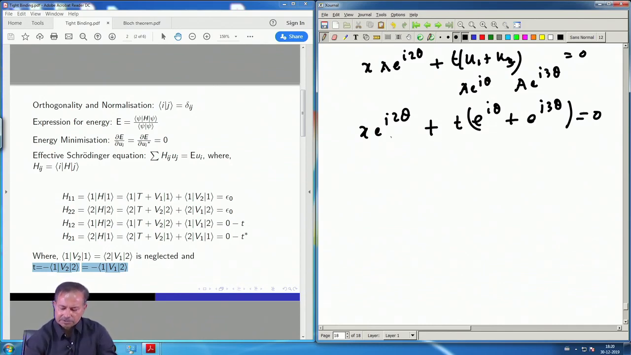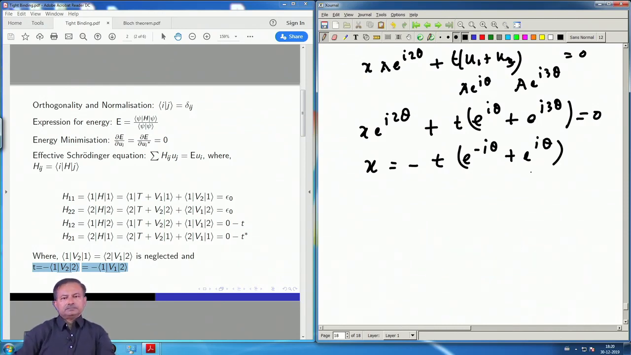Now, I divide both sides by e to the power i 2 theta, then I have x equal to minus t times (e to the power minus i theta plus e to the power i theta), which means this is minus t into 2 cosine theta. So, that is x if I choose this as a solution.